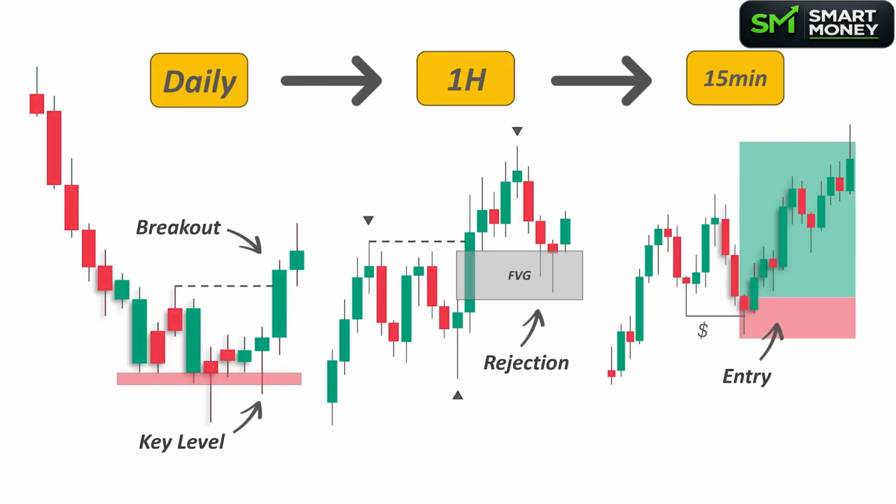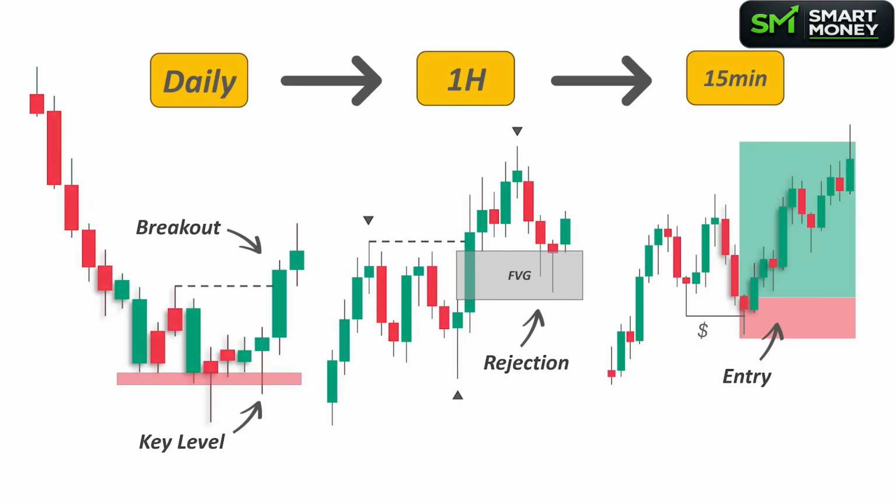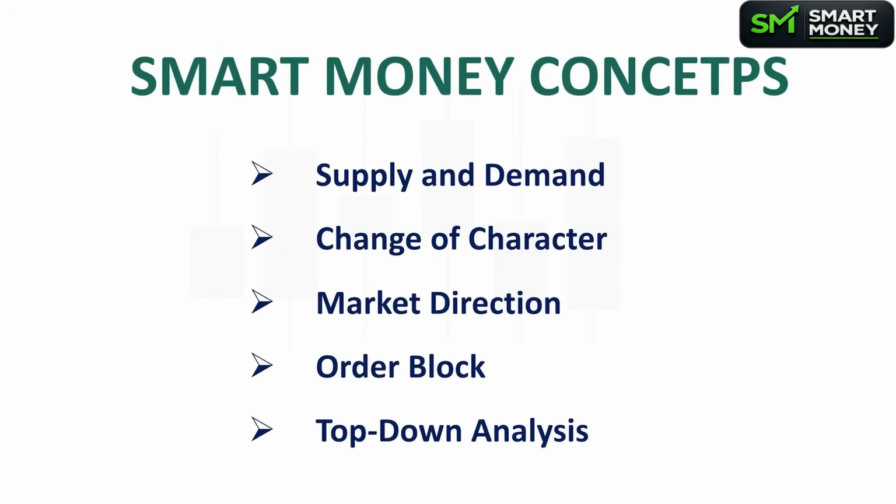This broader perspective helps us understand where the market is most likely headed. Once the bigger picture is clear, we move down to lower time frames, such as the 4-hour or 1-hour chart, to identify precise entry and exit opportunities using the concepts we've covered in this video. The most important thing to remember is that we do not want to overcomplicate our trading. That's why we're only going to use the concepts discussed in this video. Now, let me show you how they come together on a real chart.